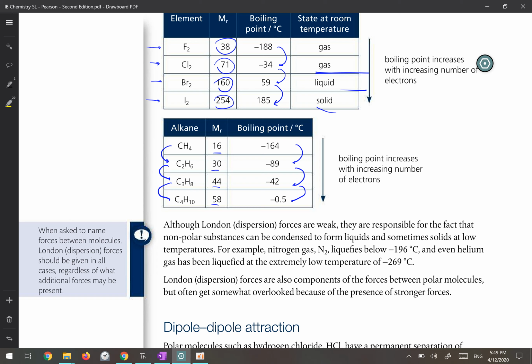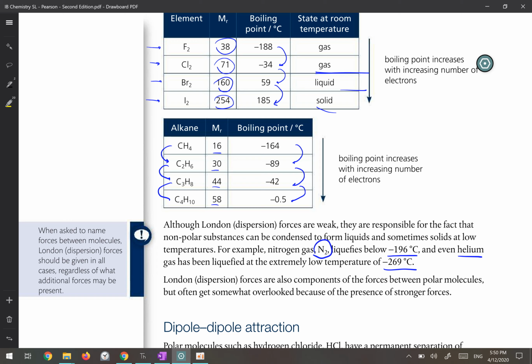Another result of the London dispersion force is that we can liquefy nonpolar molecules. For example, nitrogen N2 can be liquefied at negative 192. And also helium, which is an atom, and we said the atoms are nonpolar, it can be liquefied at negative 269 degrees. So when they become liquid, you know that in the liquid the molecules are close to each other, or atoms are close to each other, and there is some attraction between them.